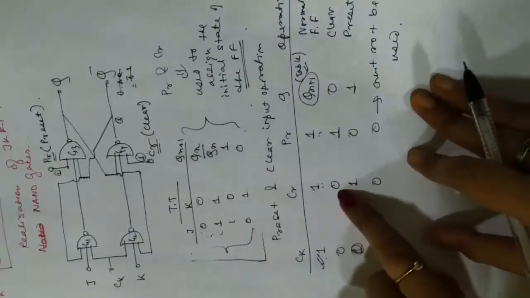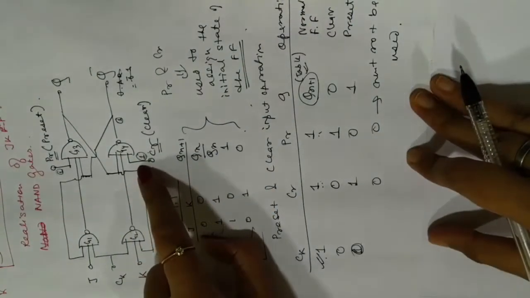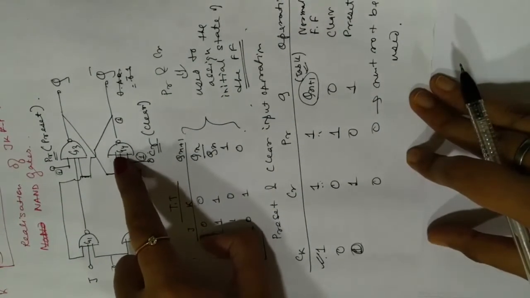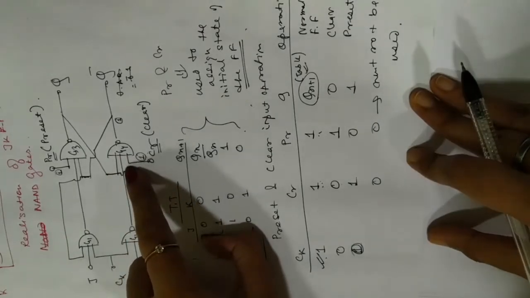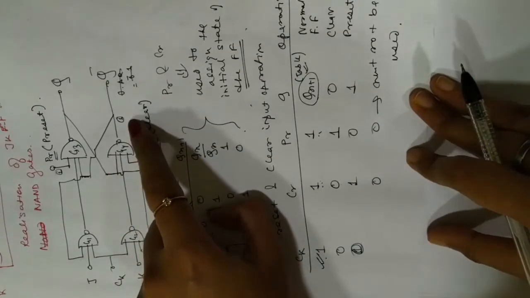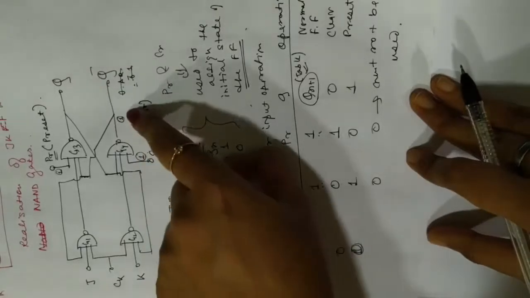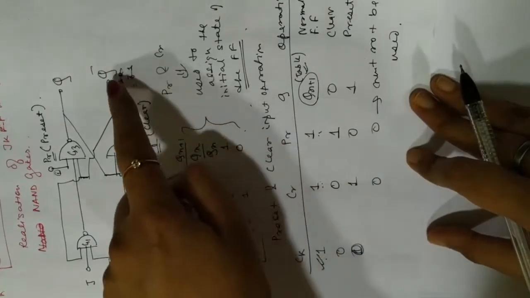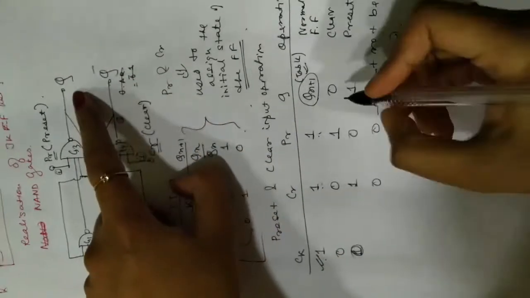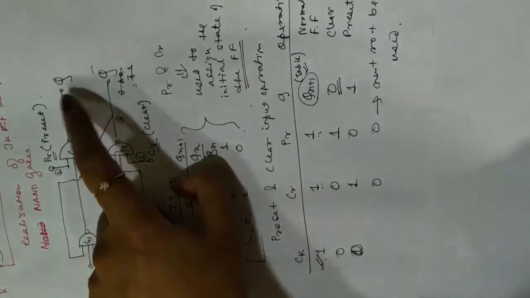I repeat, whenever CR is 0, since this is a 0, all the inputs become immaterial. The output has to be a 1. And if Q bar becomes 1, Q becomes 0 automatically, right?